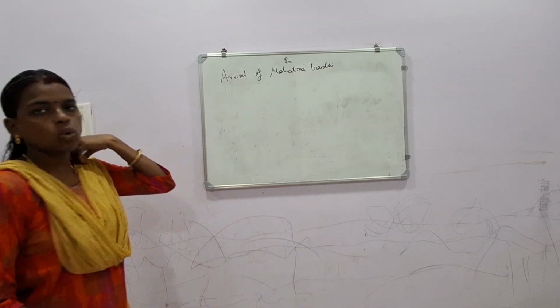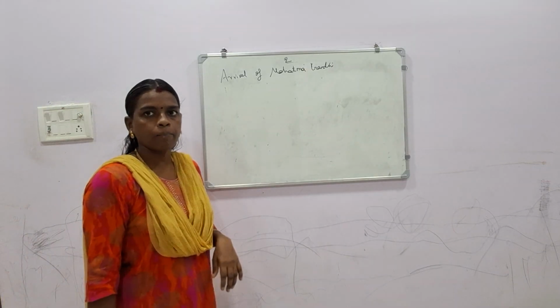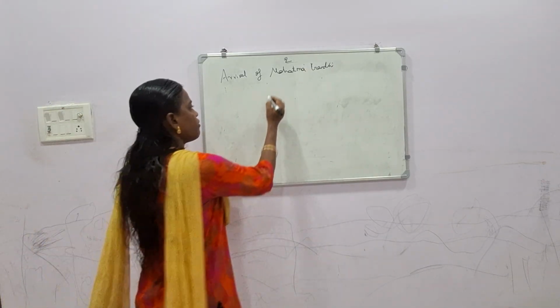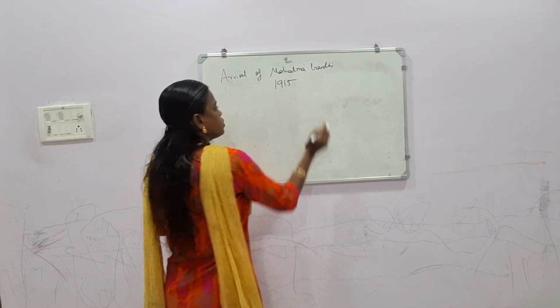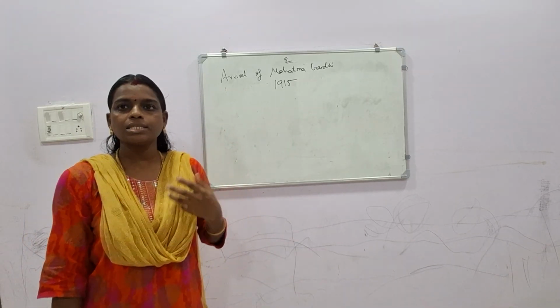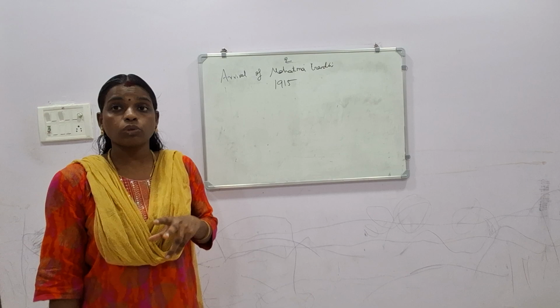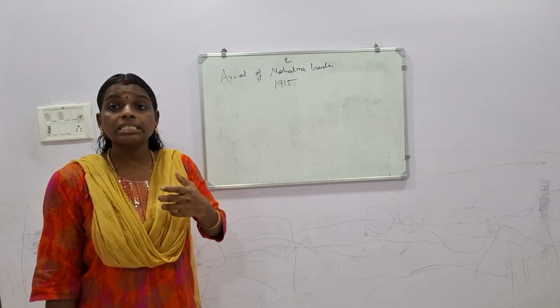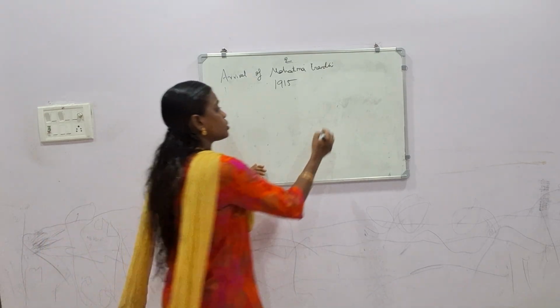So Mahatma Gandhi came to India from South Africa in the year 1915. As we know, Mahatma Gandhi led a march against the racist rule of South Africa. In South Africa, racist rule was there.